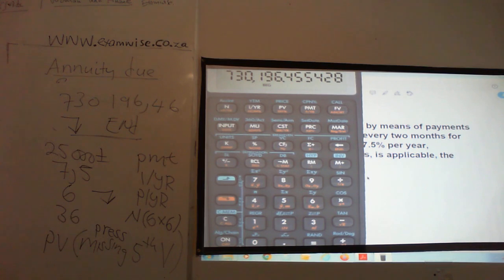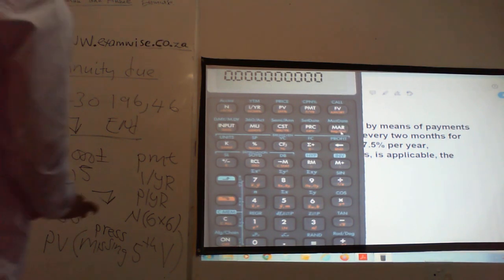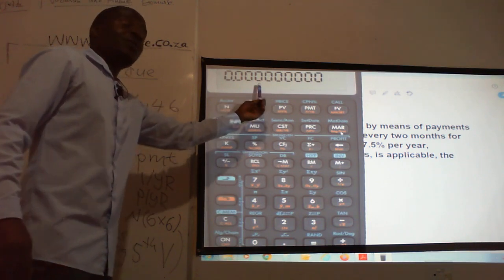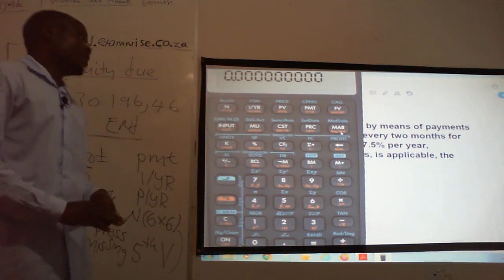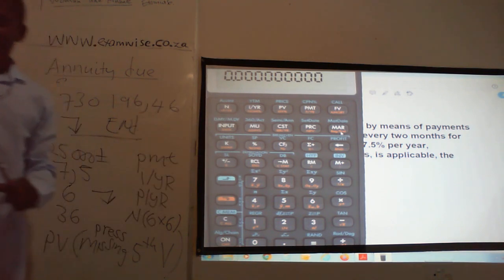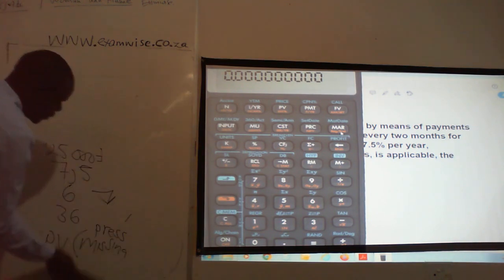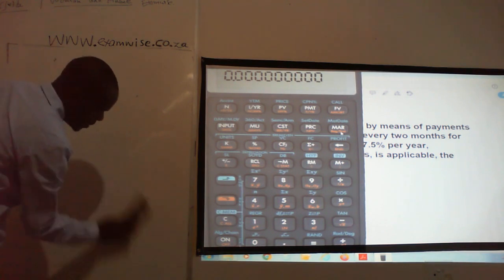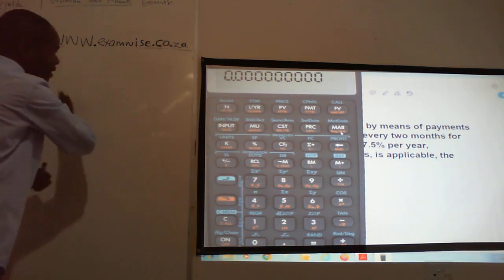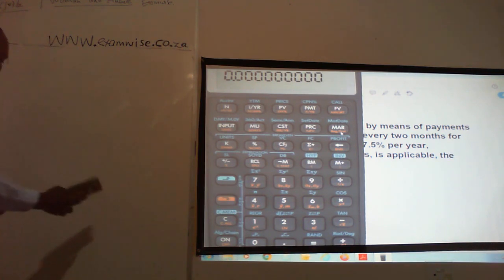So let us remove our calculator. But to remove it, we start by clearing our memory. So we said clear all. So we cleared our memory, then we said down arrow, and then here we press our end mode. So it means here we are no longer having anything. So the beginning has disappeared. So we are now working in end mode. So it is very, very important to remove your calculator from the beginning mode once you are done with the question which requires you to use the beginning mode.